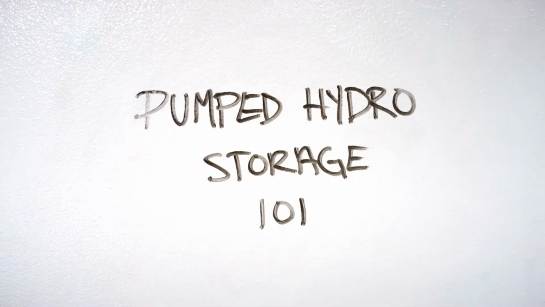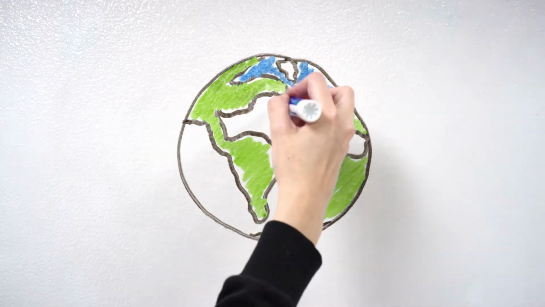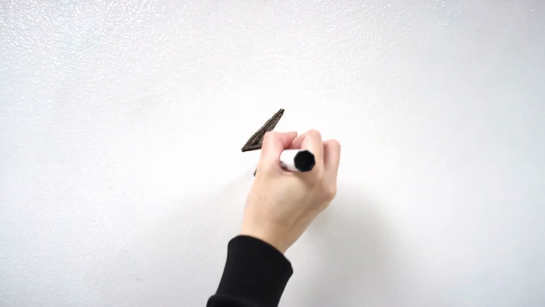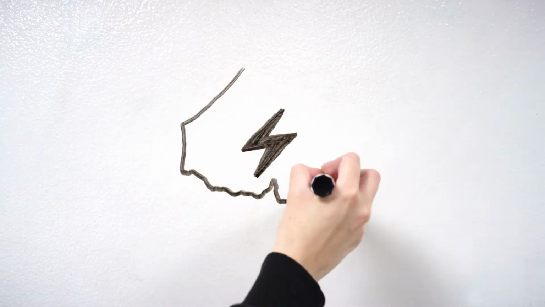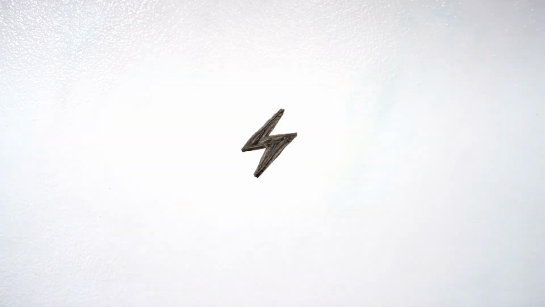What is pumped storage hydropower? Water. It's the most important substance on Earth. Without it, we wouldn't survive. It also helped power Ontario's economic growth for more than a century. More than 60% of Canada's electricity comes from hydropower.